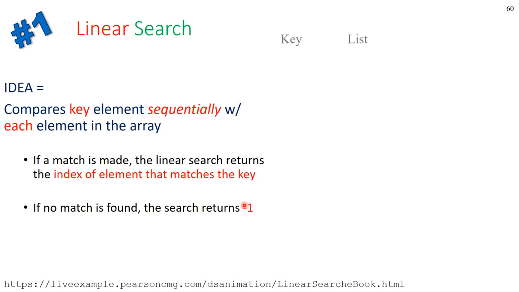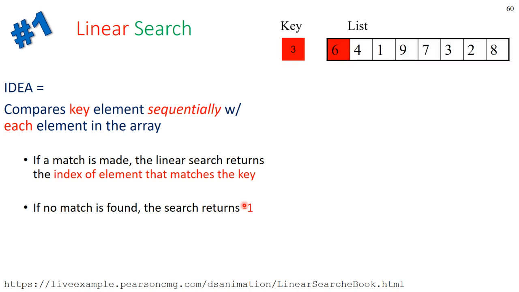Let me illustrate how it's going to work real quick. So you have already the description pretty much of the algorithm. I'm not asking you to invent the algorithm, but I want you to do a quick implementation problem. Here's the key. We call it the key generally, the value that we're looking for. Here's my array, which we can call the list or data or whatever you want. My array contains 6, 4, 1, 9, 7, 3, 2, 8, and I'm looking for the value 3.